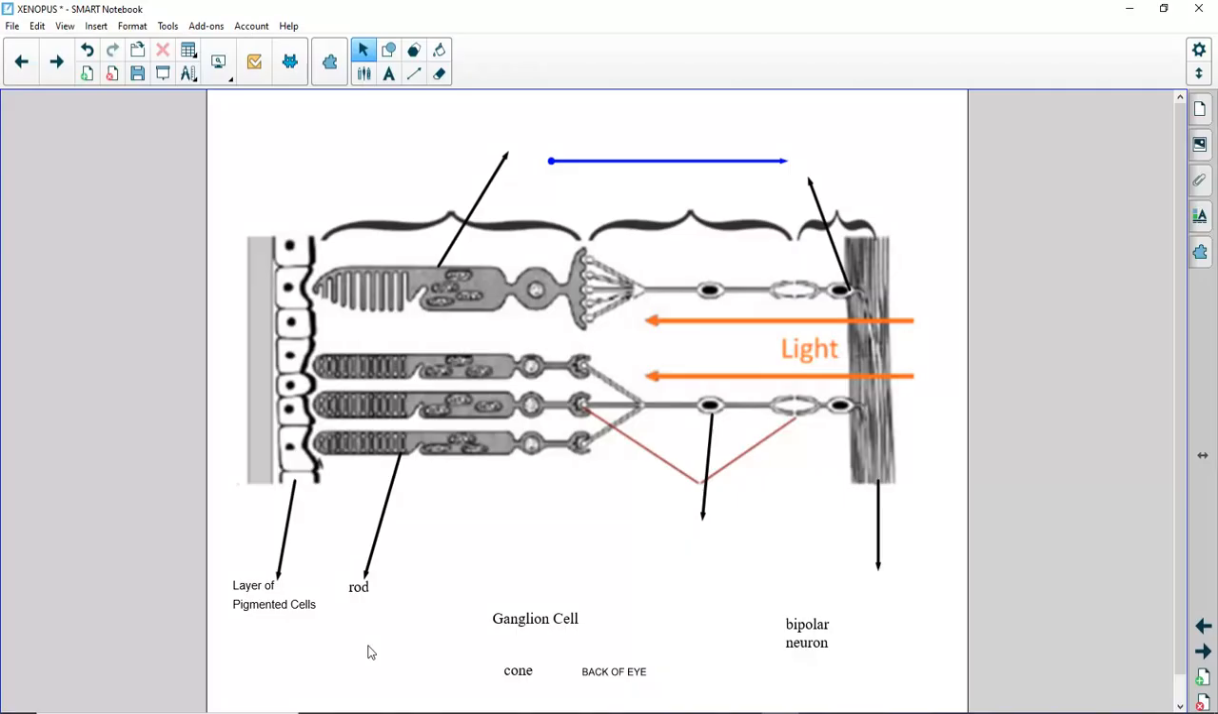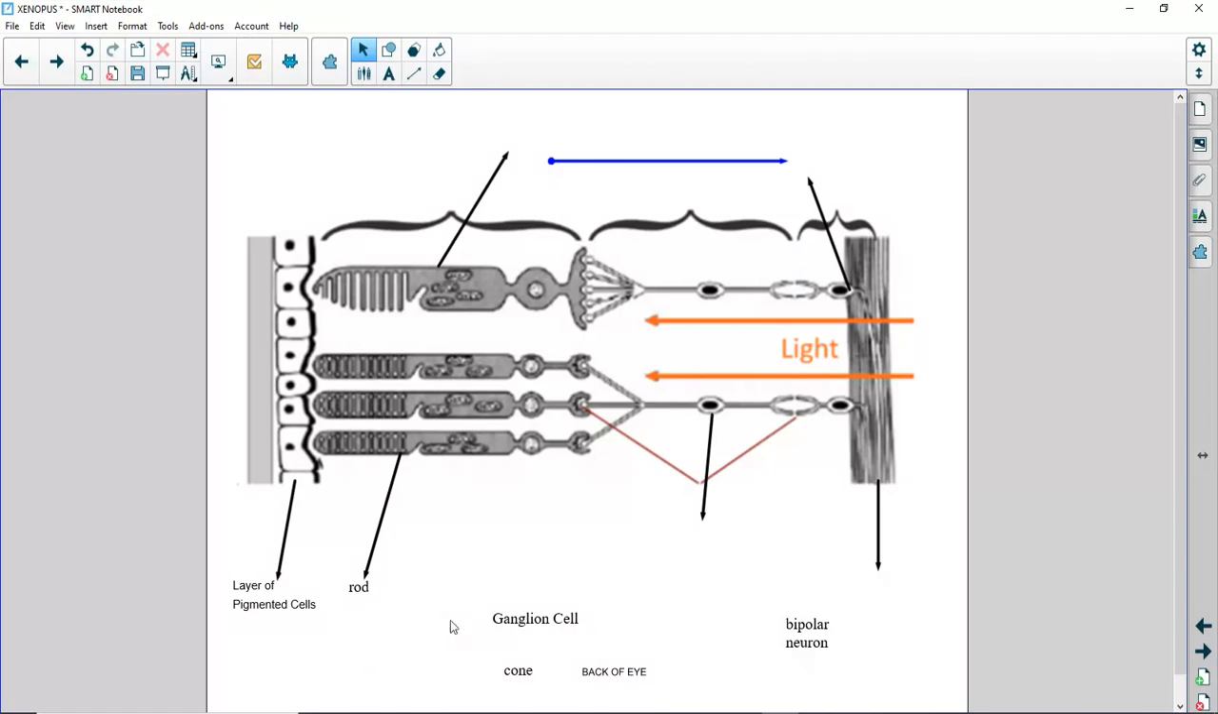They are better in dim light, which is why rod cells are often thought of as black and white vision or night vision. They are also much more widely distributed on the retina of the eye than our cone cells.